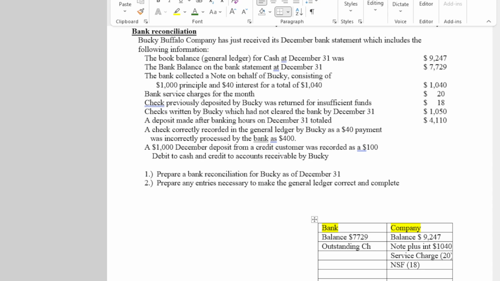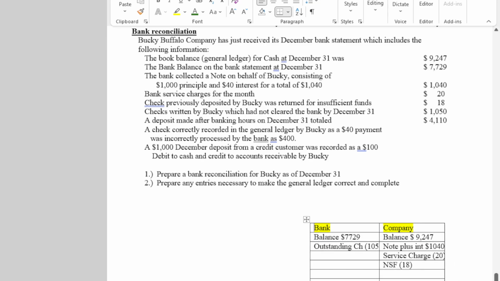Sorry, that NSF is going to go on the company side? Yes, because an NSF is going to already be charged by the bank, and so our company book isn't going to have that NSF charge yet. That's how we're supposed to be thinking about it. Sorry, I just had a light bulb moment. No, you are 100% okay. Like I've said, I deal with this on a daily basis at a bank, so it's a little easier for me on that point, but that is the best way to think of it.